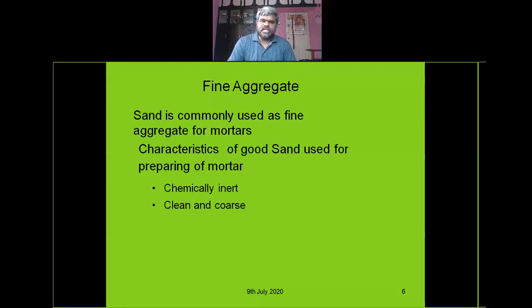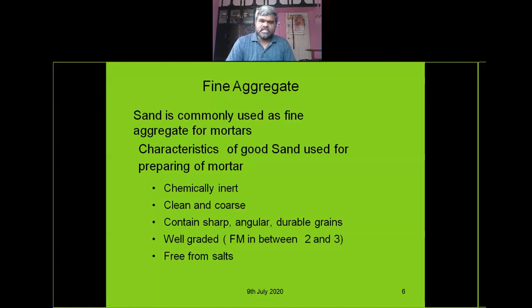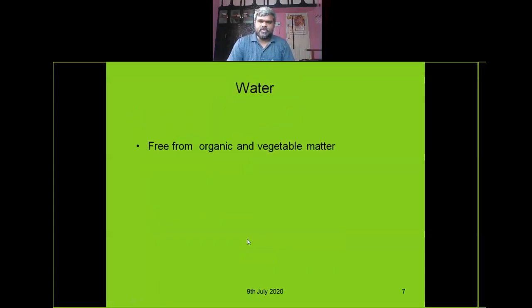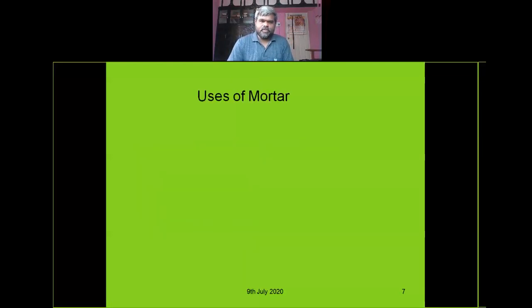Fine aggregate, sand, is commonly used as a fine aggregate for mortars, and the characteristics of good sand used for preparing mortar are: chemically inert and clean, coarse, containing sharp, angular, durable grains, well graded, free from salts, free from organic and vegetable matter, right? Water should be free from organic and vegetable matter, free from chemicals, and conform to potable water.